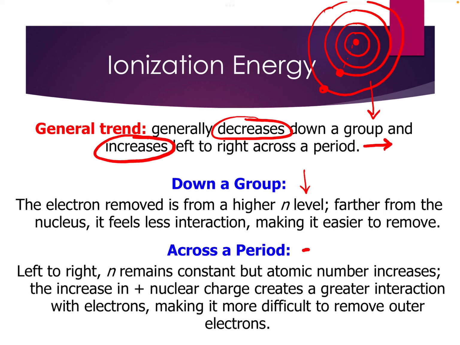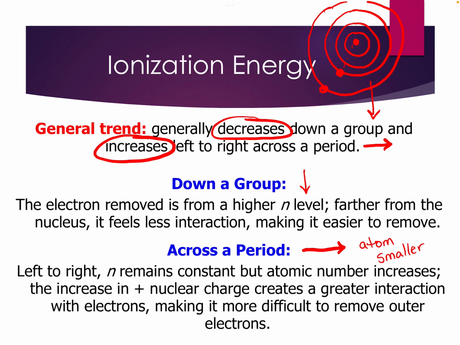When we go from left to right across a period, remember our atom was getting smaller. Since our atom is getting smaller, those valence electrons are closer to the nucleus, and when they're closer to the nucleus, that makes them harder to remove. So as we go from left to right, the atom gets smaller, so that makes it a higher ionization energy. This all has to do with atom size.